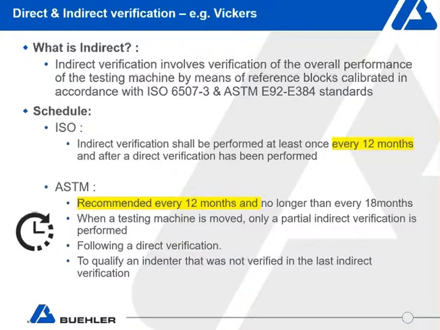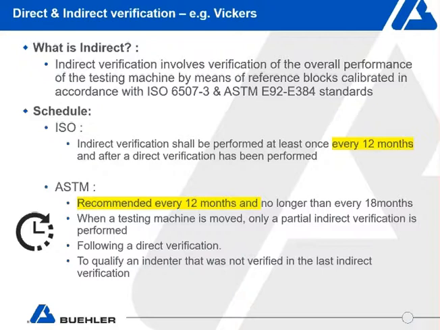For indirect, in this case, I'm referring to the annual indirect verification. This is a way of verifying the overall performance of your testing machine using reference blocks, also adhering to ISO 6507 version 3 for Vickers. Of course, there are other standards for Brinell and Rockwell. So for indirect, it's just making sure that the overall performance of your machine is okay in reference to the test blocks that you're using. And for ISO, it does specify that this needs to be performed at least once every 12 months, basically after you've done direct verification. And for ASTM, it is also recommended every 12 months, but not longer than 18 months.